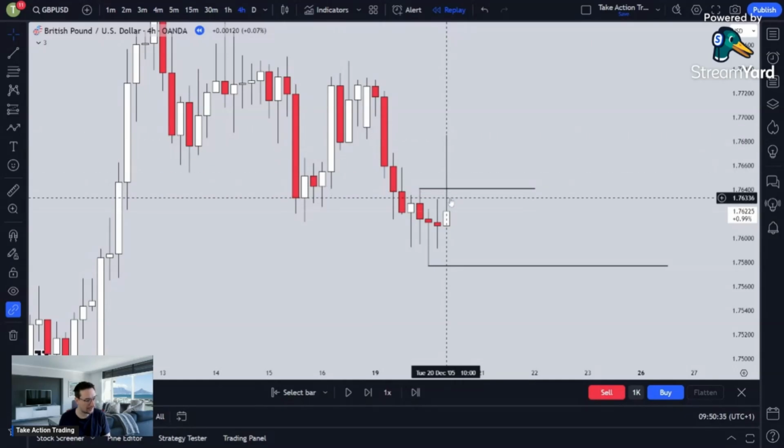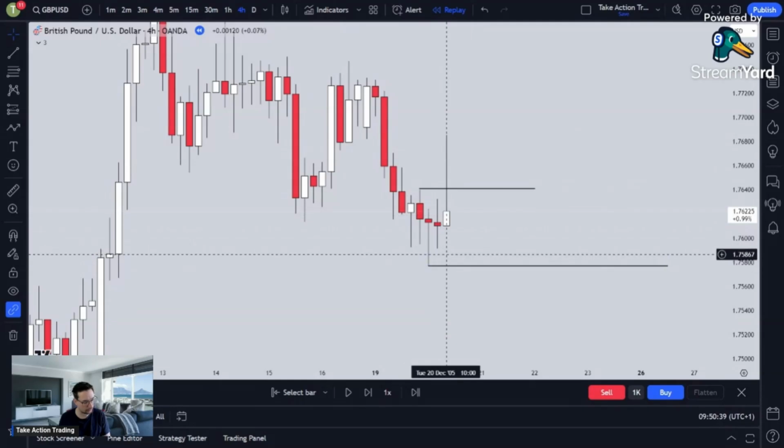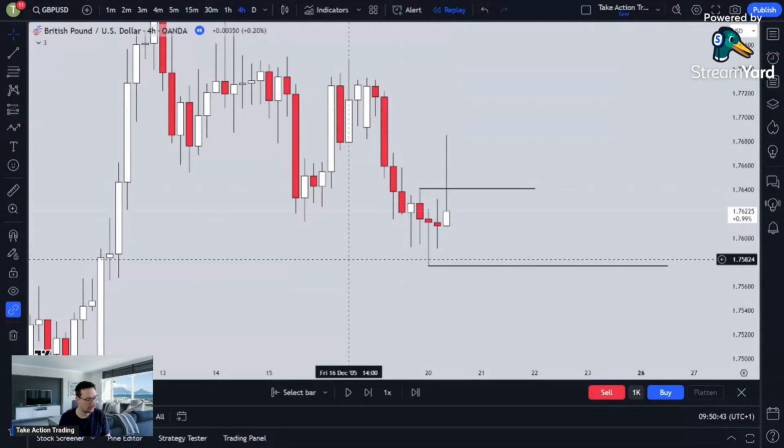But look how quick sellers pushed them down again. So we're right in the middle of this range. And this was a very quick, aggressive move. So right now, it's hard for me to identify who's in control of price.